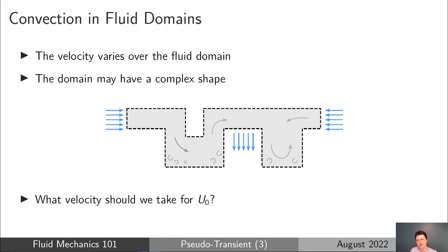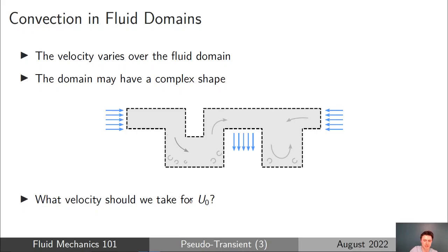And actually the specification of the characteristic speed for convection is a bit more involved than you might first expect. To illustrate this, consider the domain that you can see here on the slide, which has quite a complex shape. The flow weaves around some bends, and there are some recirculation regions and regions where the flow turns corners. And so the velocity is going to be varying all over the domain. It's not necessarily going to come in at that 1 meter per second that we saw in the example on the previous slide.